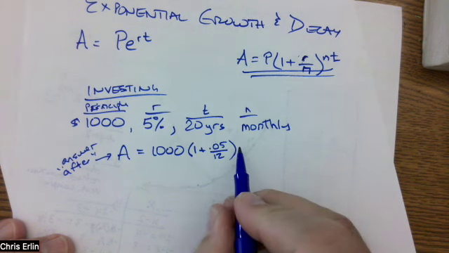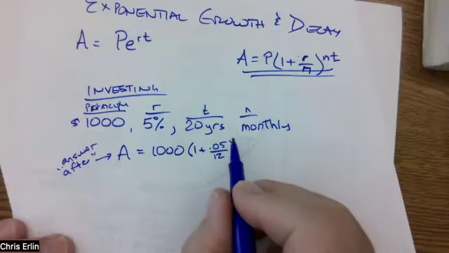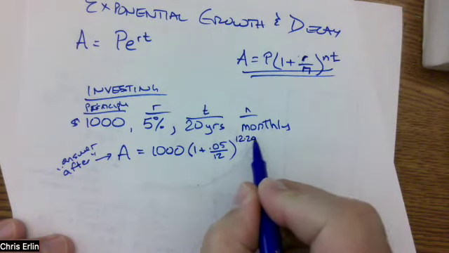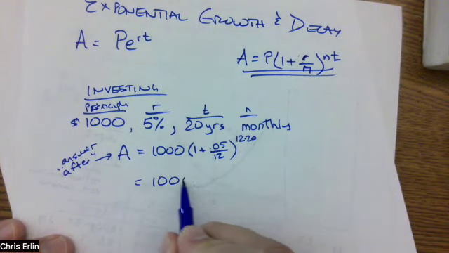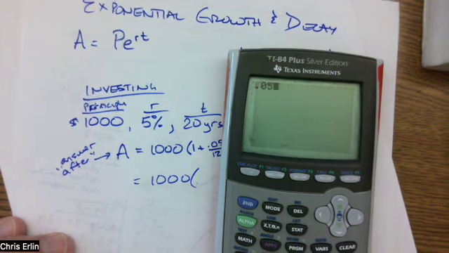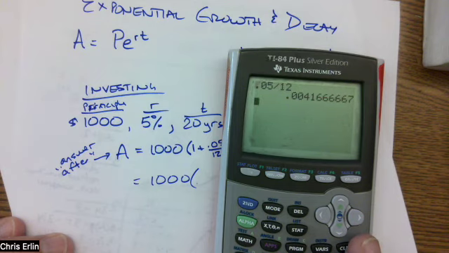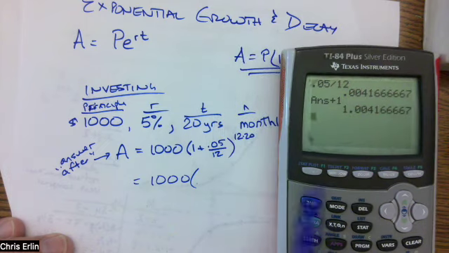which means up here, I don't want to put in years because I'm not getting paid just 20 years. I'm getting paid 12 months times 20 years, so 240. And if I plug this into a calculator, see what 0.05 divided by 12 comes out to be. That's that decimal. Why am I adding 1 to it?